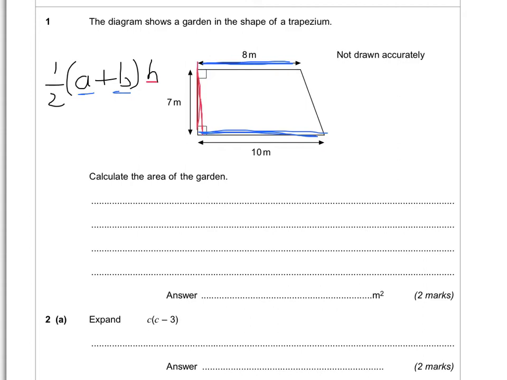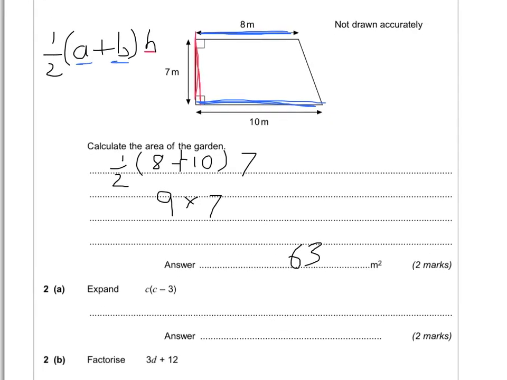So it's a matter of then using the formula. So what we have is half of 8 plus 10 times it by 7. Now 8 plus 10 is 18, half of 18 is 9, so it's 9 times 7, and that is 63 meters squared. Alright, so that's question 1.